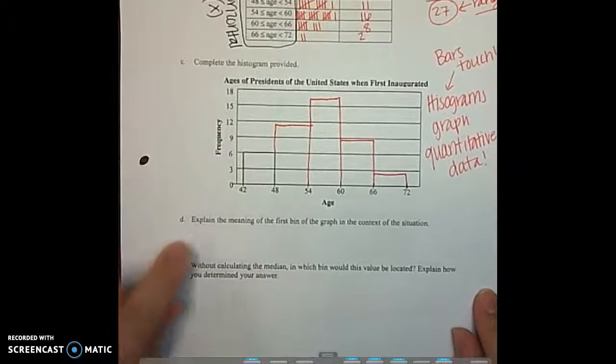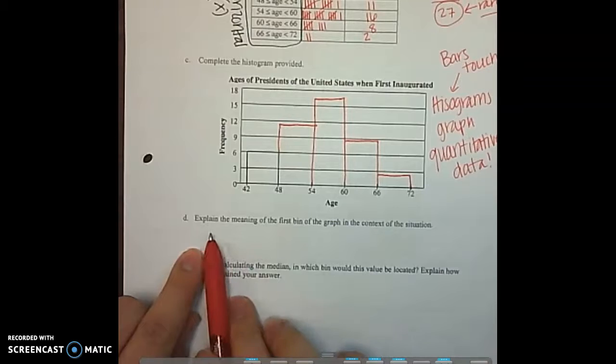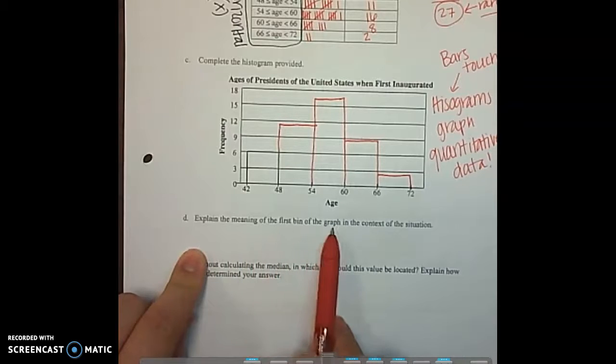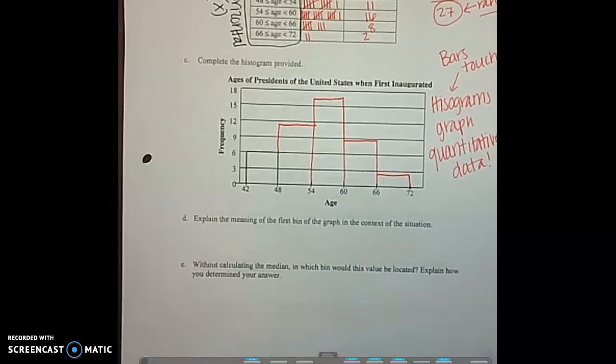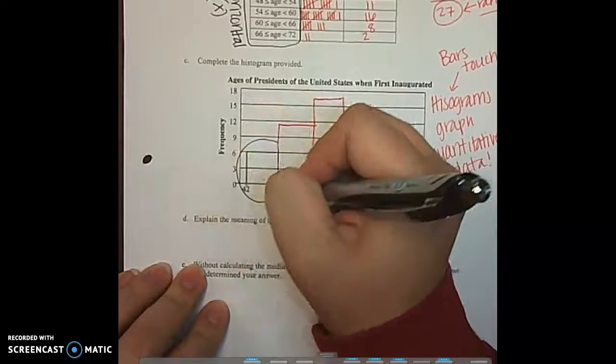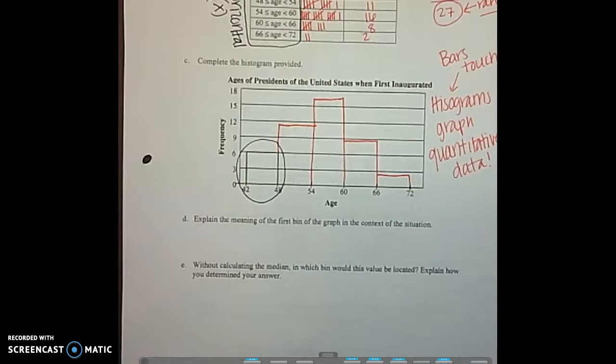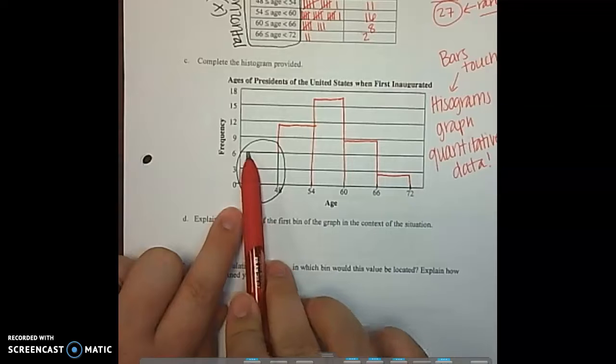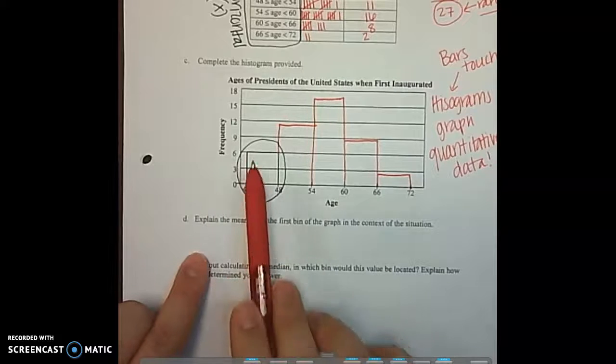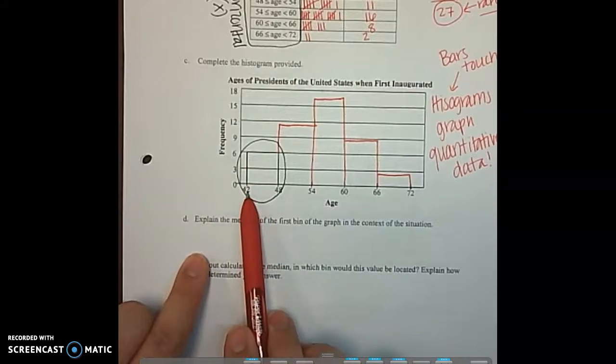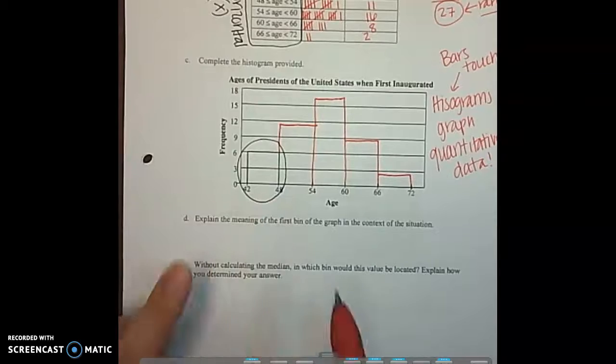So now let's look at D. It says, explain the meaning of the first bin of the graph in context of the situation. So that means we are talking about this one right there. So that data says that there are 6 presidents that were inaugurated between the age of 42 and 48.